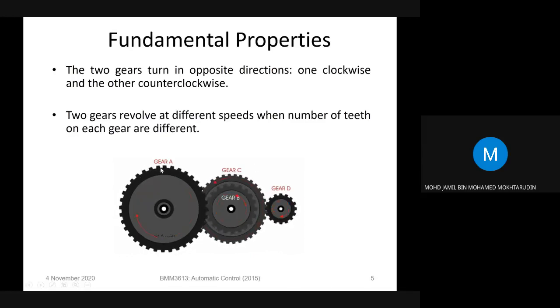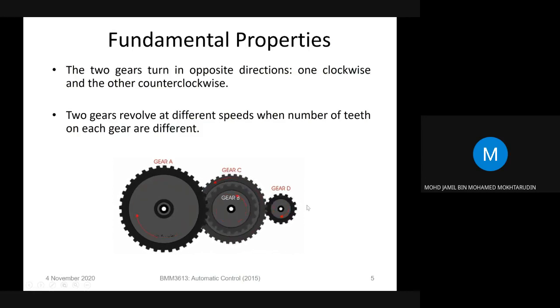Here, gear A rotates clockwise and is connected to gear B, so gear B rotates counter-clockwise. Gear B and gear C are connected by a linear rod, or we can say gear B and gear C are on the same axis, so the rotational direction is the same, and the speed is the same too. It looks different, but it should be the same. Then gear C is connected with gear D, so gear D will rotate in the reverse direction.